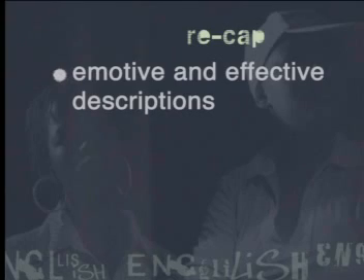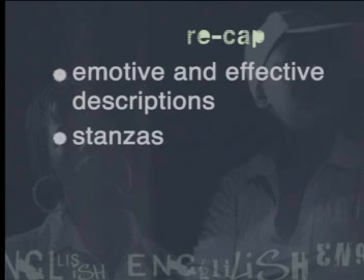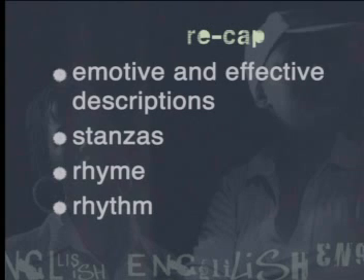Now, let's quickly recap all of the things we have looked at today. Poetry has emotive and effective descriptions, stanzas, rhyme, and rhythm. The next 3 characteristics that we will examine cross over. In other words, you will find them in almost all kinds of other writing, but they are essential in poetry. The first one we will look at is figurative language.